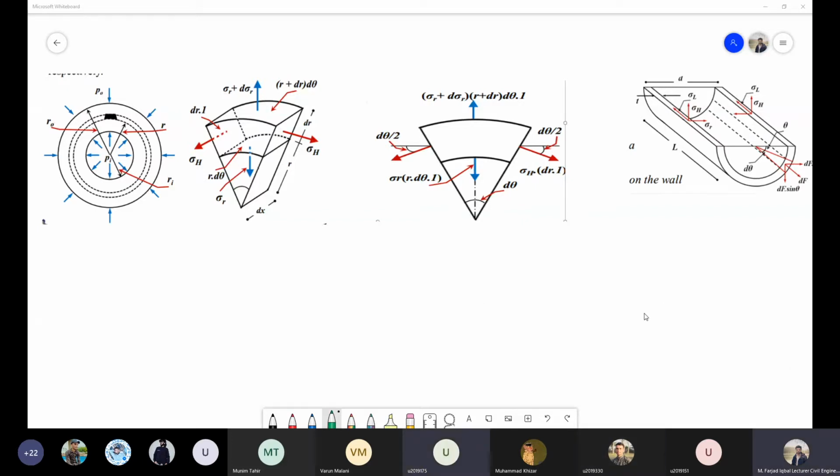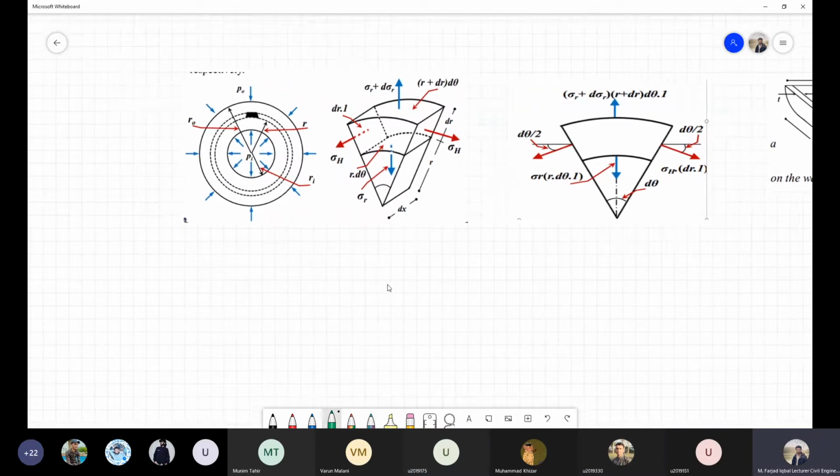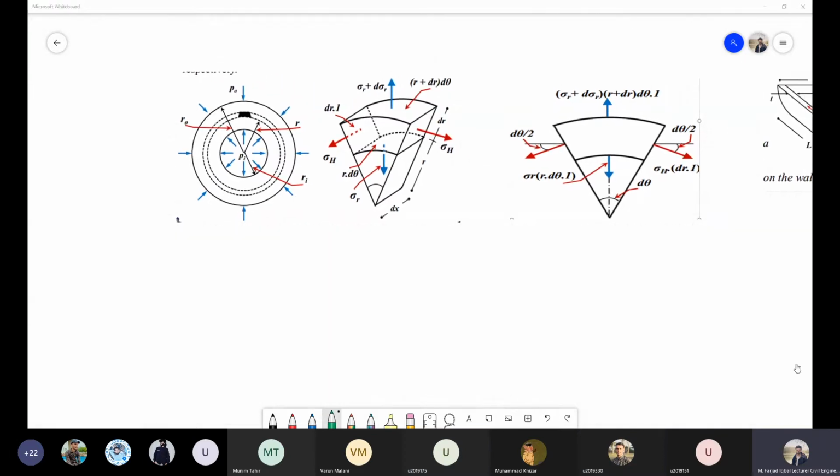Before moving on to the derivation, it is important to understand these figures. Now, let's assume that this is the cross section of a cylindrical element, and this is a thick cylinder. There are certain terms that we need to understand. First, there is some kind of fluid present inside the cylinder, and this fluid is exerting pressure on the cylinder, which is denoted by the term Pi.